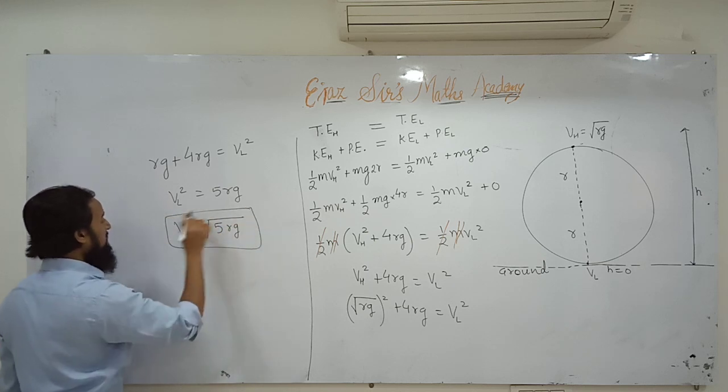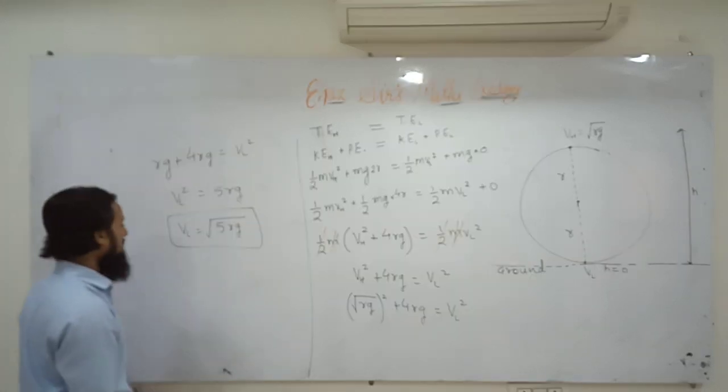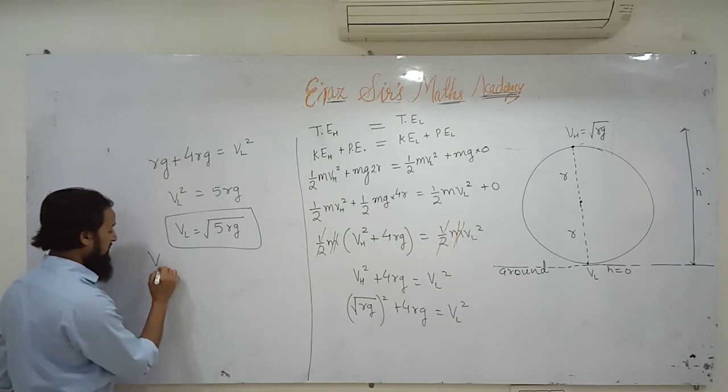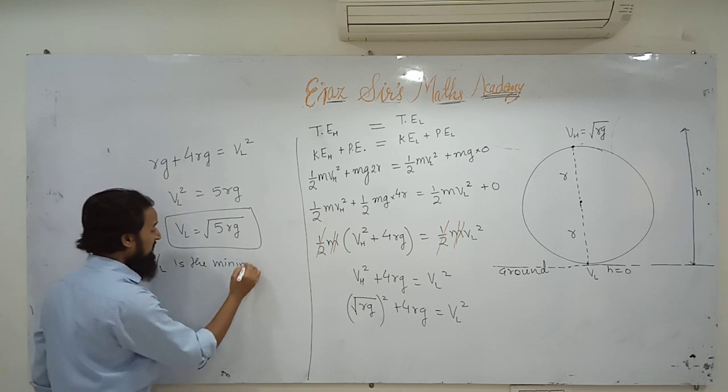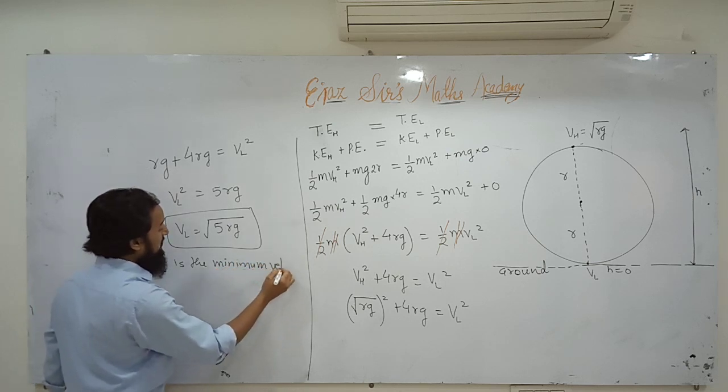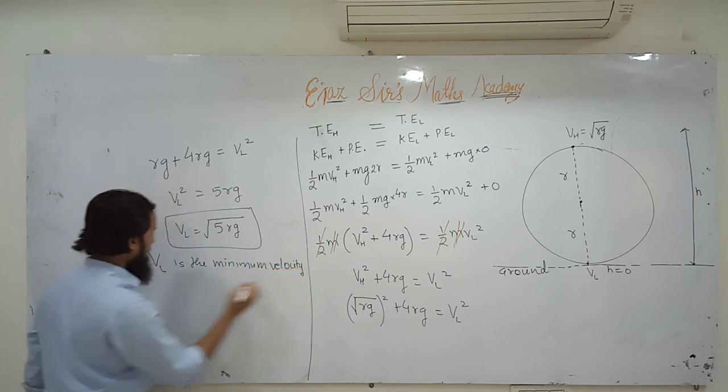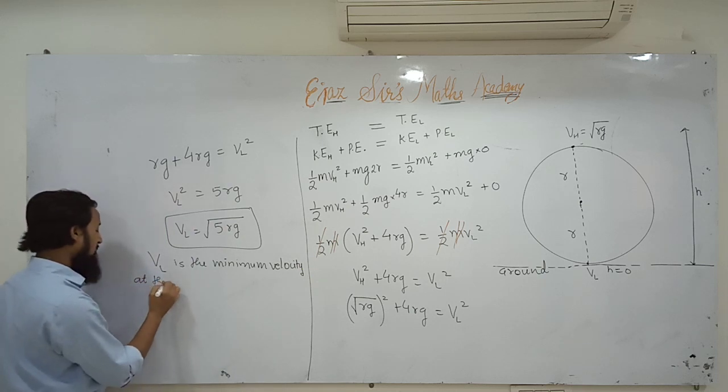This is the minimum velocity which the stone must have at the lowest position, where vl is the minimum velocity at the lowest position.